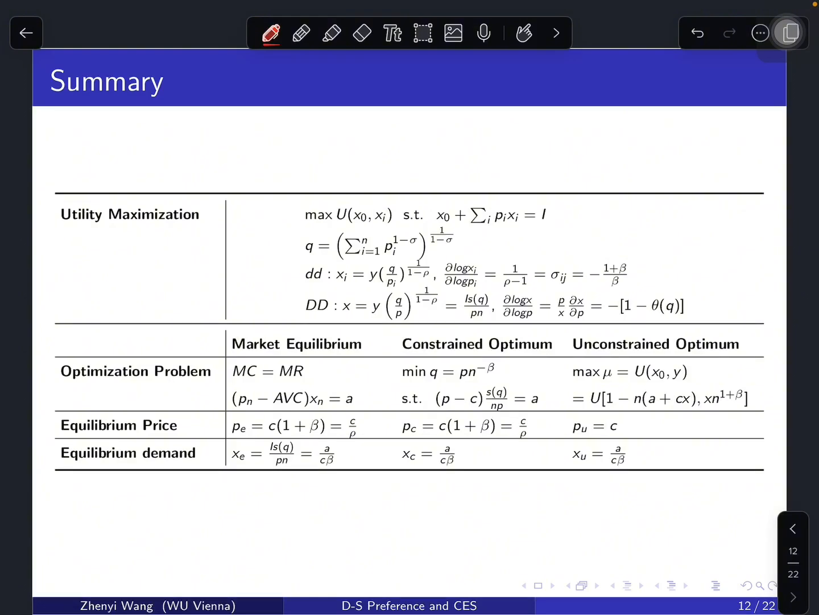It means that the equilibrium price is higher in both market and constrained cases due to markups. And it's lowest in the unconstrained case, reflecting no fixed cost burden. Demand is consistent across all cases, reflecting a balance of production and cost assumptions.